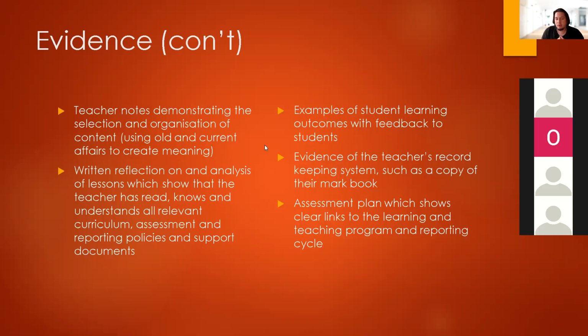You can present examples of student learning outcomes with feedback to students. So if you have an assignment or a worksheet that you would like to present, you can provide the feedback that you're giving as a way to demonstrate that you understand the content and that you understand how to teach it. The best way to do this is to differentiate your evidence a little bit. Try and find at least three: someone in the high ability, someone in the mid ability, someone in the low ability. Then you present those three pieces as one piece of evidence.